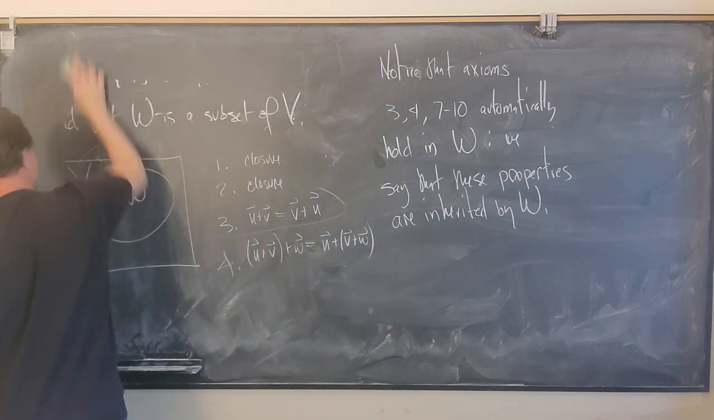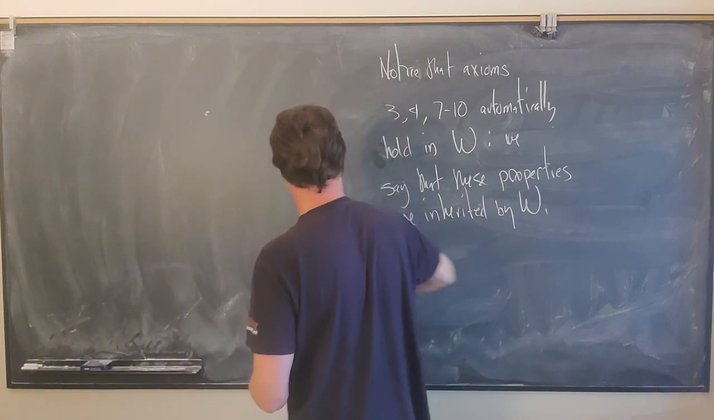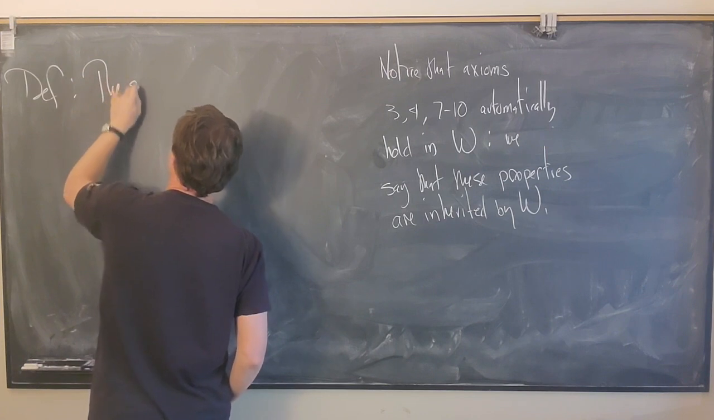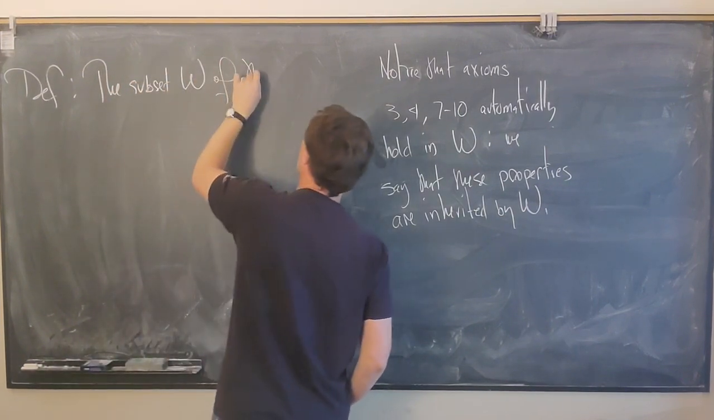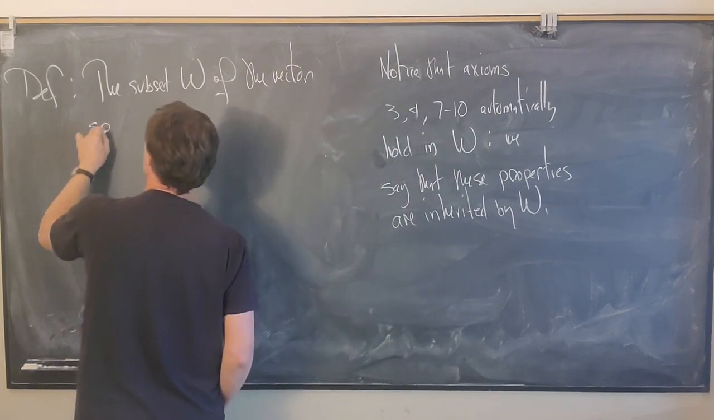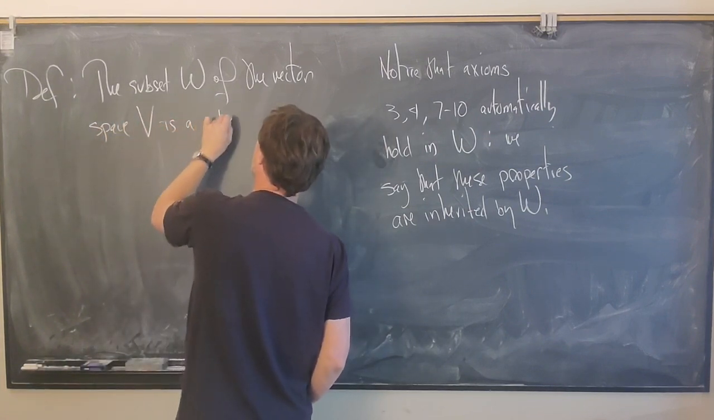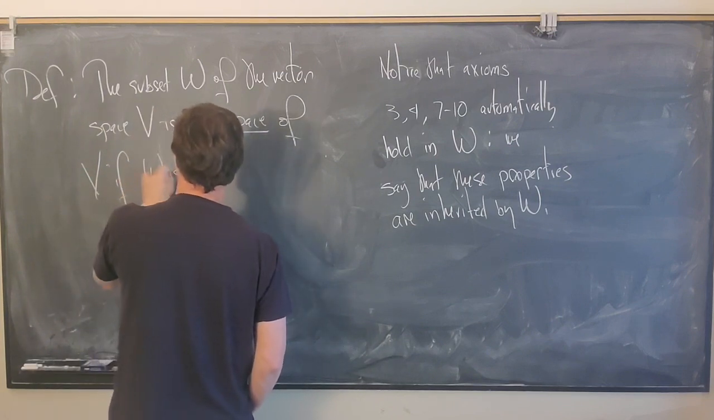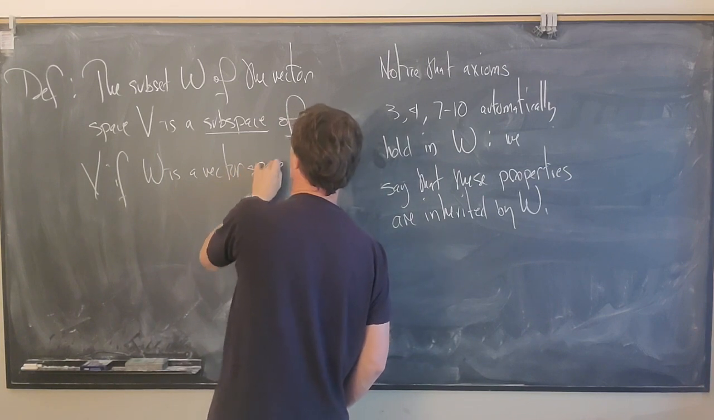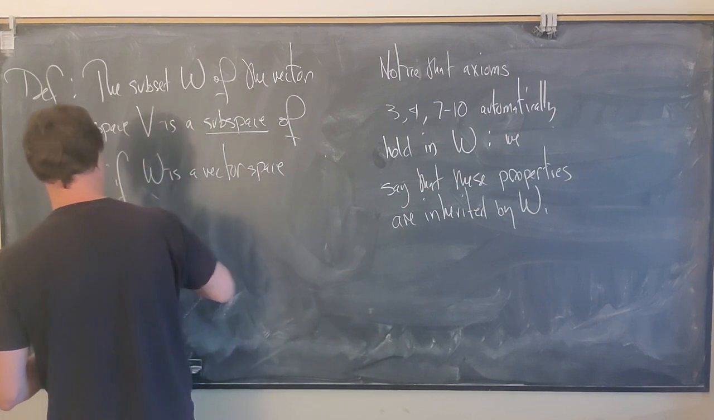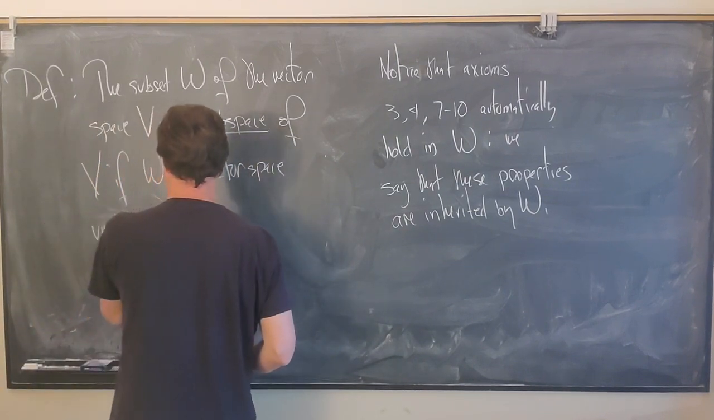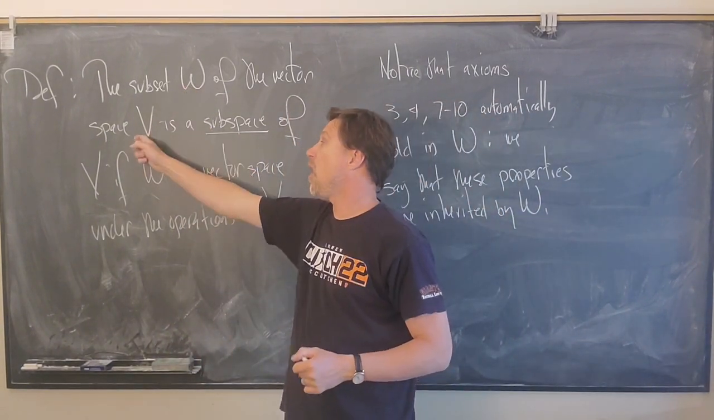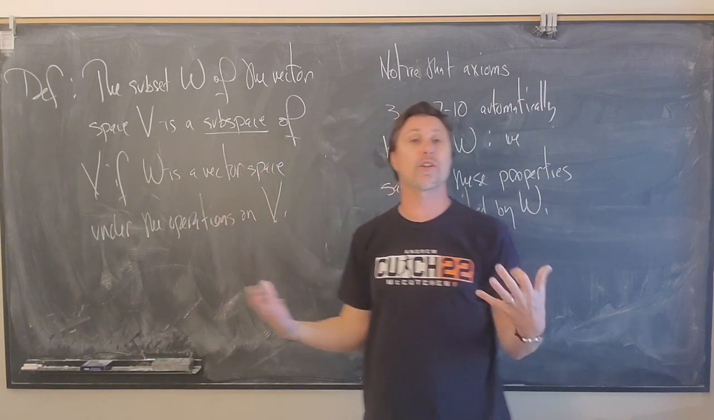And this leads to the following definition. The subset W of the vector space capital V is a subspace of V if W is a vector space under the operations on capital V. So if we have some subset, capital W, of a vector space V, we will say that it's a subspace if it's a vector space in its own right.